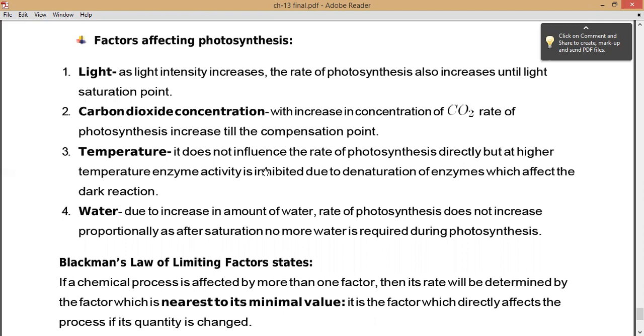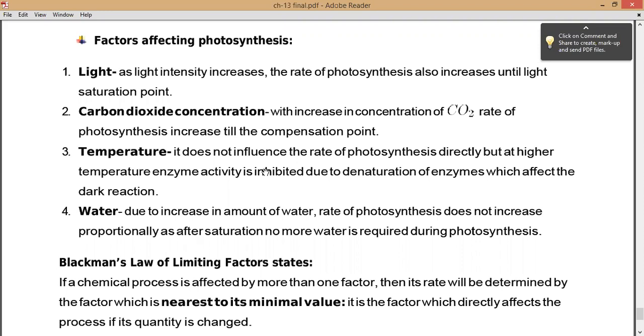Third is the temperature, right? Even temperature plays a very important role in photosynthesis, right? So it does not influence the rate of photosynthesis directly. So as I said, three things are very important, that is light, carbon dioxide and water.